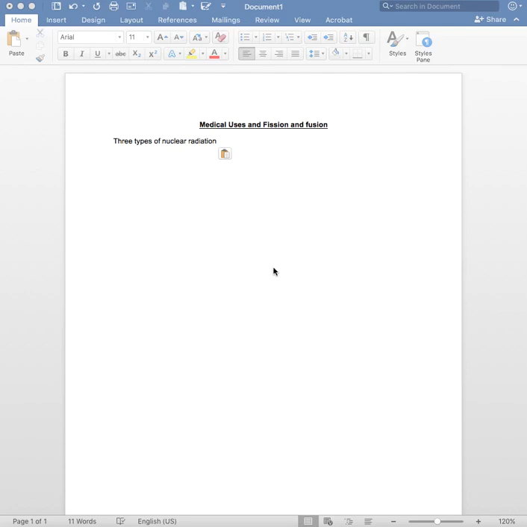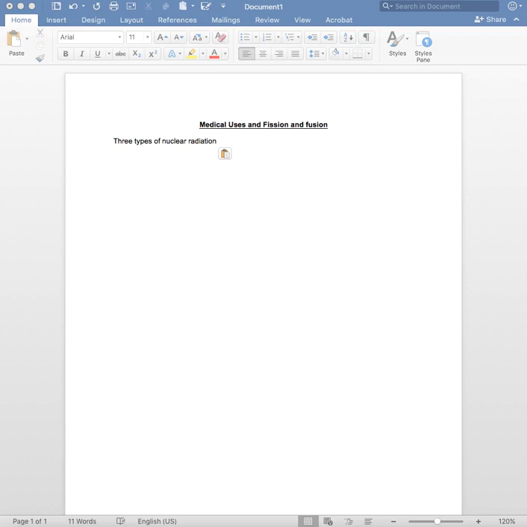This is a lesson on medical uses of radioisotopes and fission and fusion. I wanted to start with a quick recall exercise for you. Three types of nuclear radiation. Just think what they are.